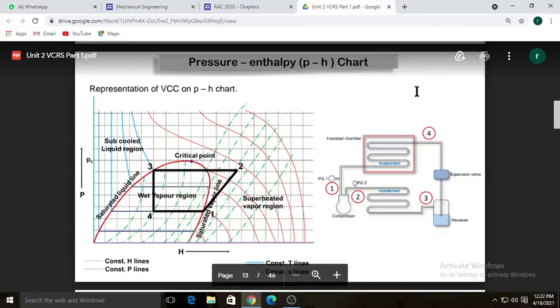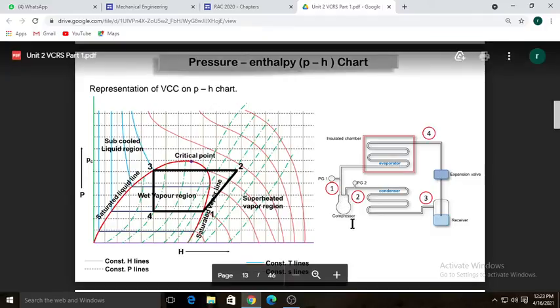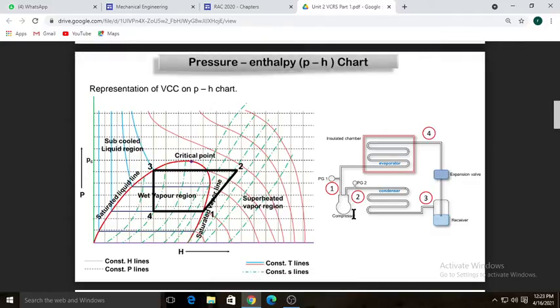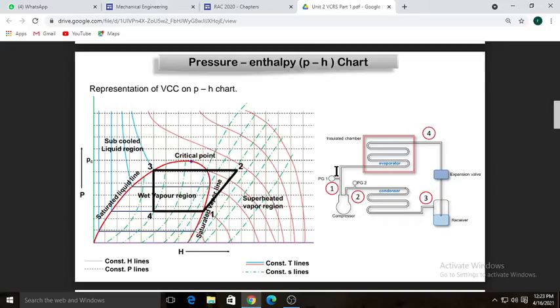Now here we are going to see the pressure-enthalpy chart of the vapor compression refrigeration cycle. We already know this is the p-h chart, and this is the saturation curve. On the left side we have the saturated liquid line, and on the right side we have the saturated vapor line. Here we show all four components of the vapor compression refrigeration system: compressor, condenser, expansion valve, and the evaporator. This is point 1, where low pressure vapor comes in from the evaporator, and in the compressor we are compressing it.